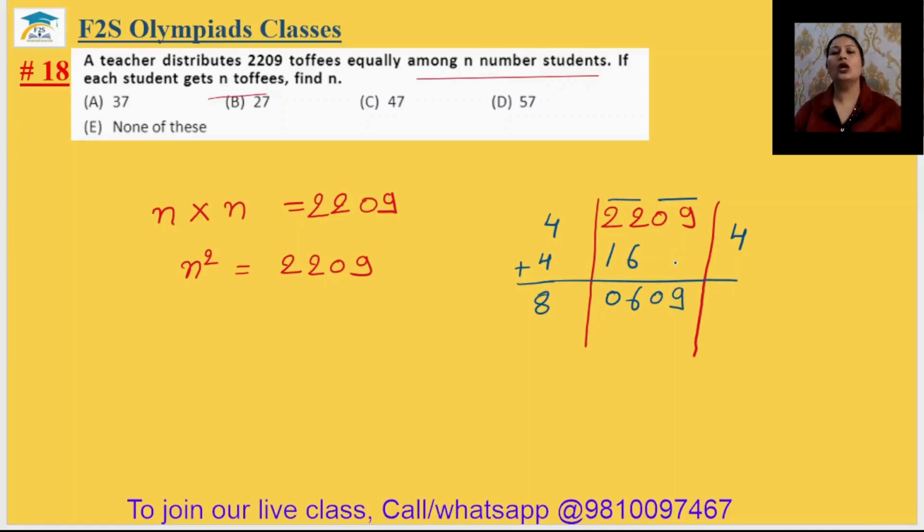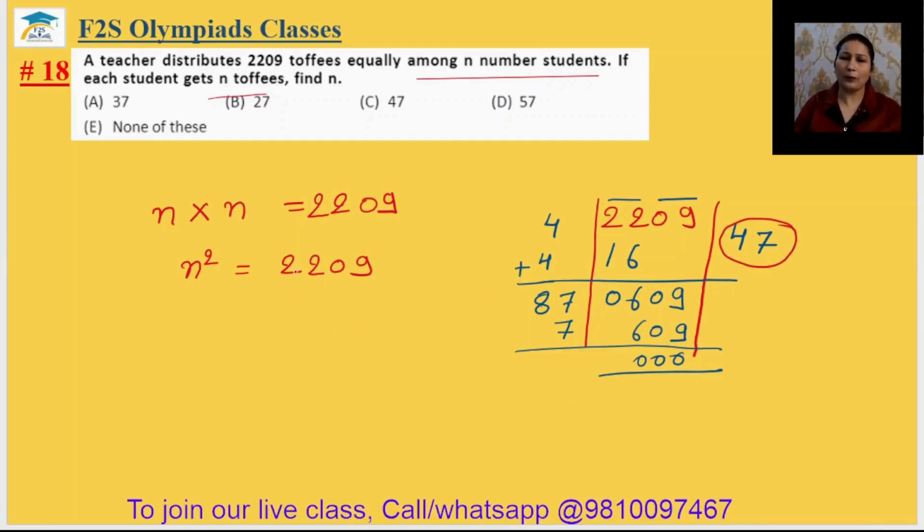To find the square root, always two numbers will drop down. Okay? Now we have to find the number next to 8, such that at the unit place there is some number which, when multiplied with this, gives either 609 or smaller than 609. So we can check if we take 7. 7 sevens are 49. I'm writing 7 here also. Carry 4, 8 sevens are 56 plus 4, 60. 0, 0, 0. It means we found 47.